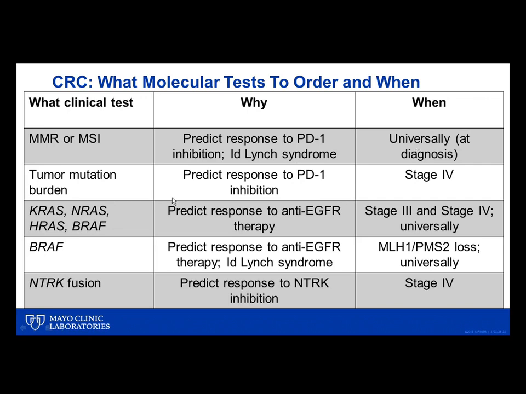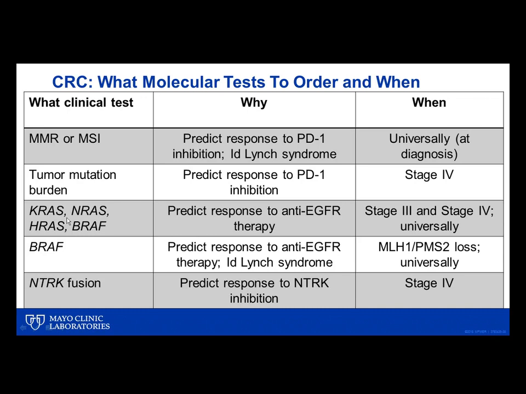Tumor mutation burden has been suggested to be useful to predict response to PD-1 inhibition in the context of stage 4 colon cancer. And while the retrospective data from studies has been very encouraging, I'm not aware to date of an encouraging prospective clinical trial, and so I don't think that the jury is completely in on the usefulness of tumor mutation burden to predict response to PD-1 inhibition separate from the above microsatellite instability testing. But there's certainly more to come on this, I'm certain.